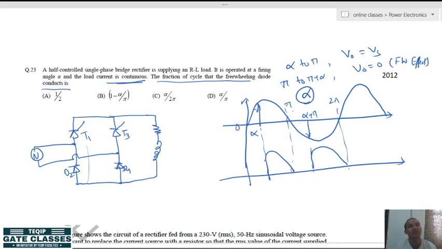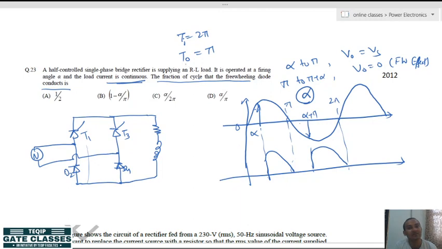The freewheeling diode is conducting for alpha radians, but here you have to give the answer in terms of time, as a fraction of cycle. So now, fraction of cycle means whether you have to take the input cycle or the output cycle, all right. This is a big question, because for the input cycle the total time period is 2 pi, and for the output cycle the total time period is pi. So what do you have to take? Just think about it.